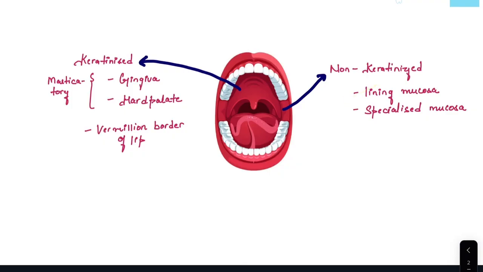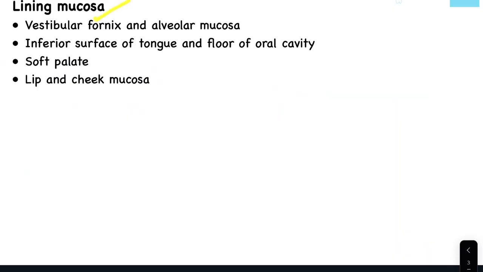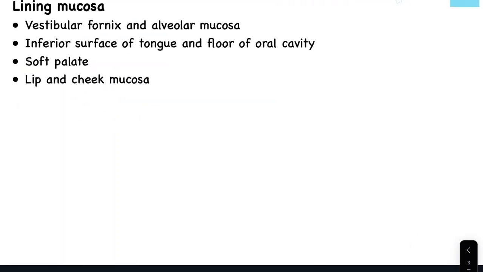The questions are rarely asked from this topic, so keep that in mind and mainly focus on the specialized mucosa. I'll start with the lining mucosa. Basically, everything else we have studied, okay? Everything other than the gingiva, hard palate, vermilion border of lip, and the specialized mucosa is the lining mucosa. The lining mucosa is present in the vestibular fornix and alveolar mucosa.